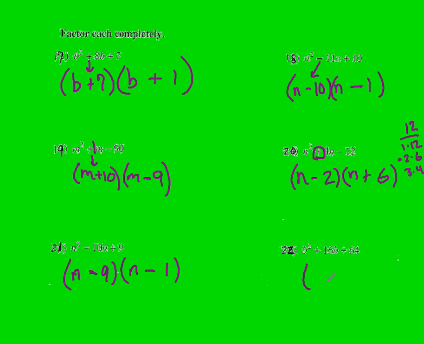22, b in each. Multiply to 64 and add to 16. Those numbers would be 8 and 8. Bigger numbers should get the positive. Well, they're both equally big, so they both got to be positive. Because it's the same number times itself, you probably want to put that it's that quantity squared.